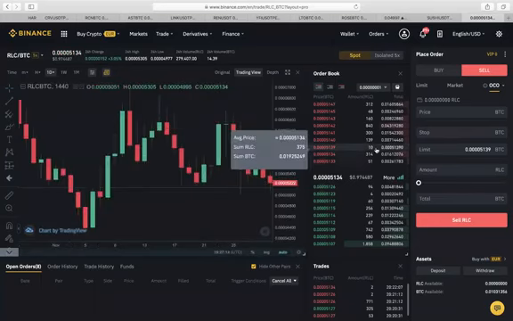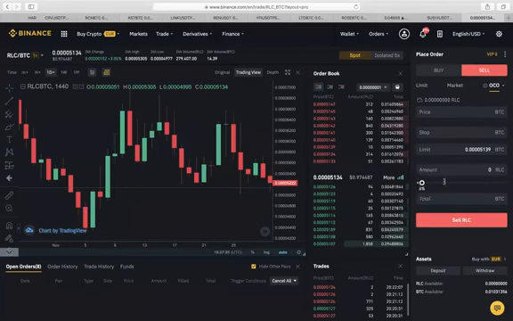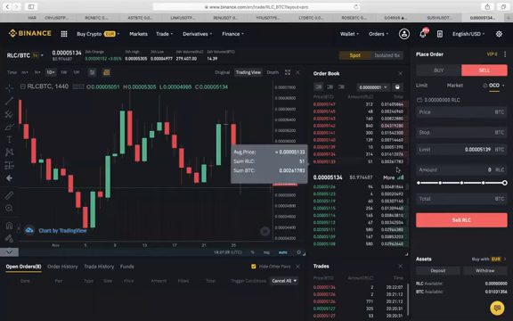So now here it goes. I don't have any RLC in this chart, in this account. But pay attention. I don't need to have it to explain. Listen attentively. So now you want to sell this RLC right now.